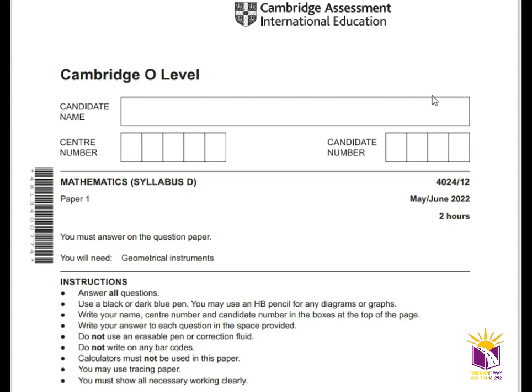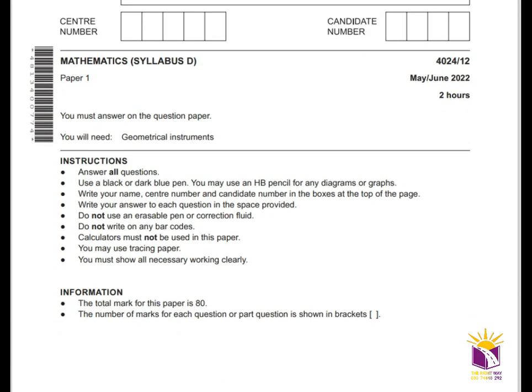Today we are going to solve Cambridge O-Level Mathematics Syllabus D paper 4024 May June 2022 paper 1 variant 2.